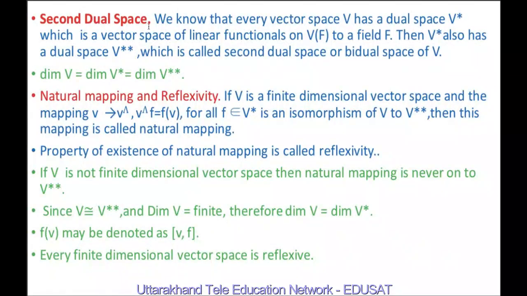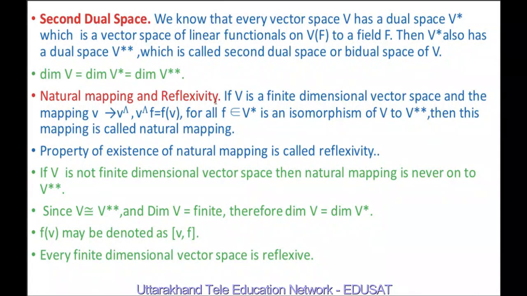Now, second dual space. We know that every vector space V has a dual space V star, which is a vector space of linear functionals from V to a field F. V star is also a vector space of linear functionals on V to field F. Therefore, V star also has a dual space, which we denote by V double star, and this is called the second dual space or bidual space of V. Here dimension of V is equal to dimension of V star, and this is equal to dimension of V double star, which is the second dual space of V.